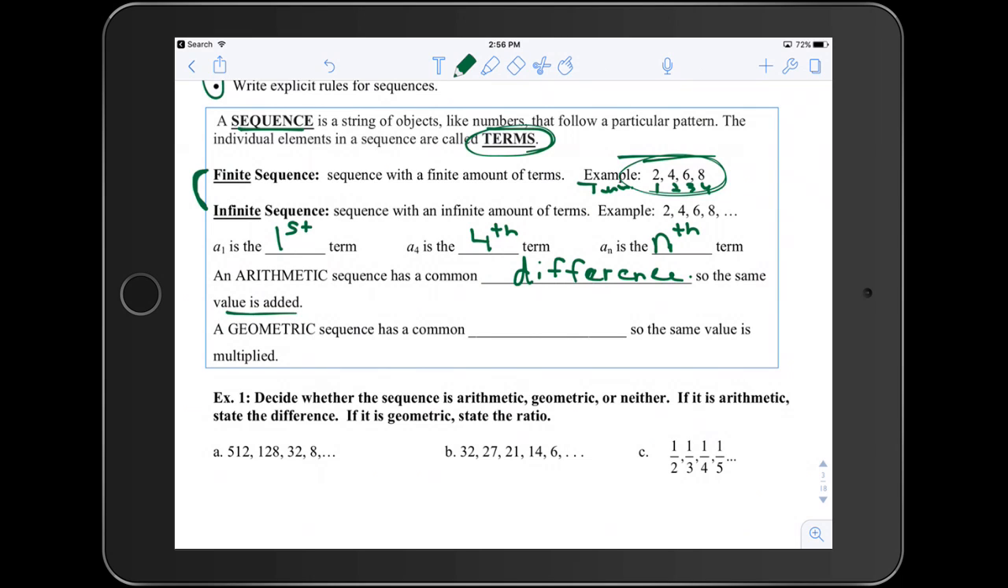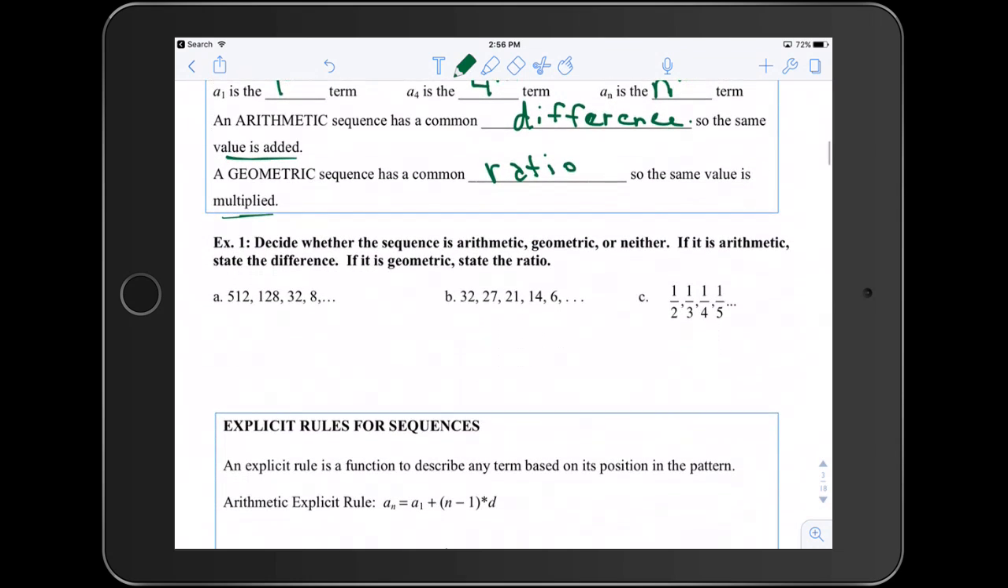Geometric is dealing with multiplication. A geometric sequence has a common ratio. So the same value is multiplied each time. Ultimately, arithmetic is a pattern with adding, and geometric is a pattern with multiplication.